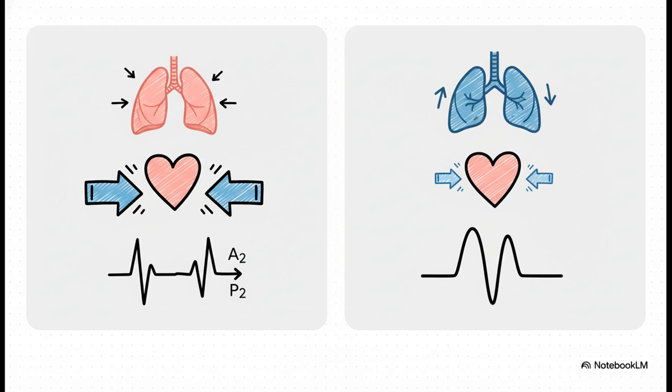Well, a split S2 can be completely normal. It's called physiological splitting, and it's a sign of a healthy heart. Here's how it works. When you take a deep breath in, you create negative pressure in your chest that pulls more blood into the right side of your heart.